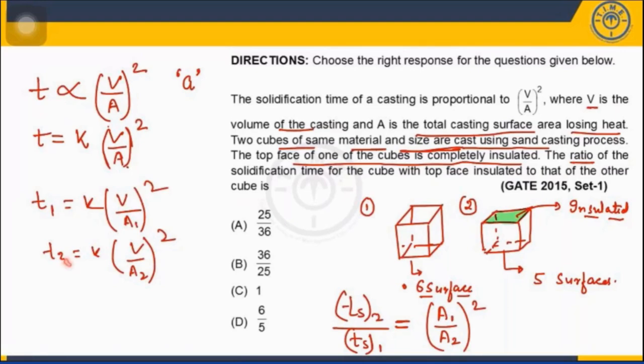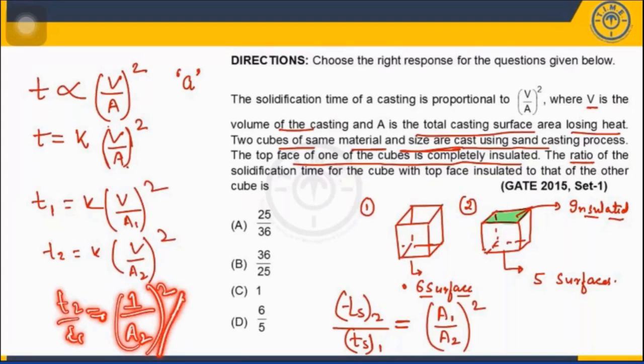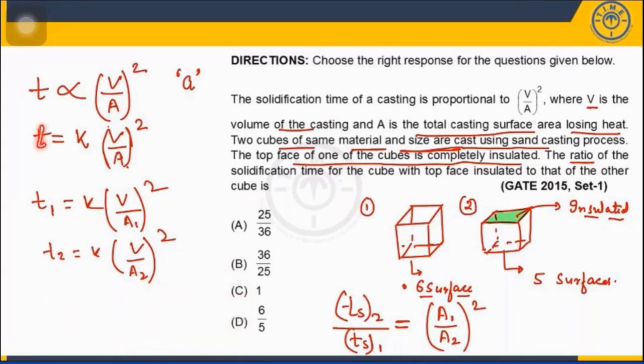So T2 by T1, because the volume is constant, is (1/A2)^2 divided by (1/A1)^2. So A1 square will come in the numerator. You can easily see volume is constant and T is inversely proportional to area, so it becomes A1 by A2. What is the A1 value? The A1 value is nothing but, since 6 surfaces are involved, 6a square will be the surface area. Here it will be 5a square. And a square will cancel out. 36 by 25. I hope you understood this problem.